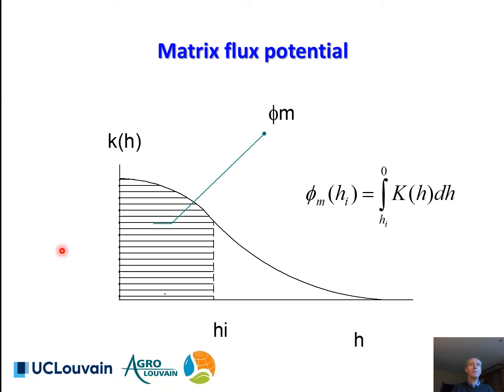The first simplification is that we are going to introduce another auxiliary property, the matrix flux potential, or the Kirchhoff transform. It is an integral transform function of the hydraulic conductivity curve. It corresponds to the total area below the hydraulic conductivity curve bounded by 0 and h_i on the pressure head axis. It will therefore be 0 when the initial soil is saturated, and it will be high when the soil is dry.